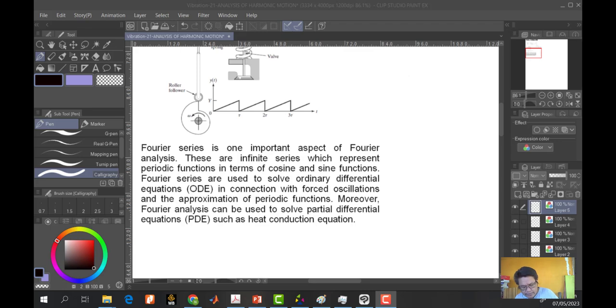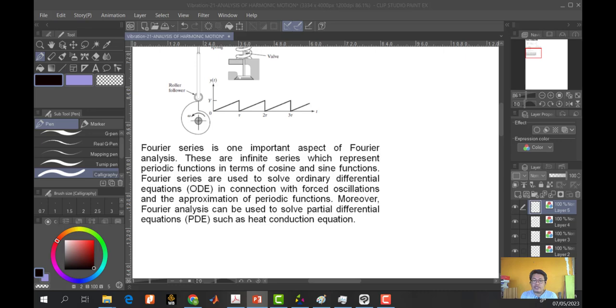Now, from the book definition, the Fourier series is an important part of Fourier analysis. These are infinite series which represent periodic functions. We are going to represent them in terms of cosine and sine functions. The Fourier series are used in ordinary differential equations.